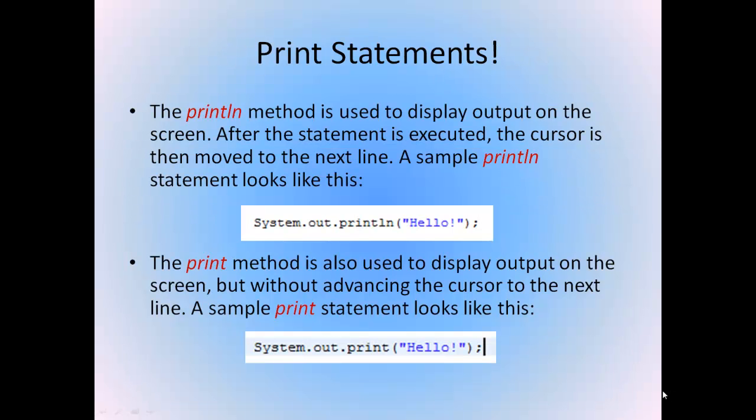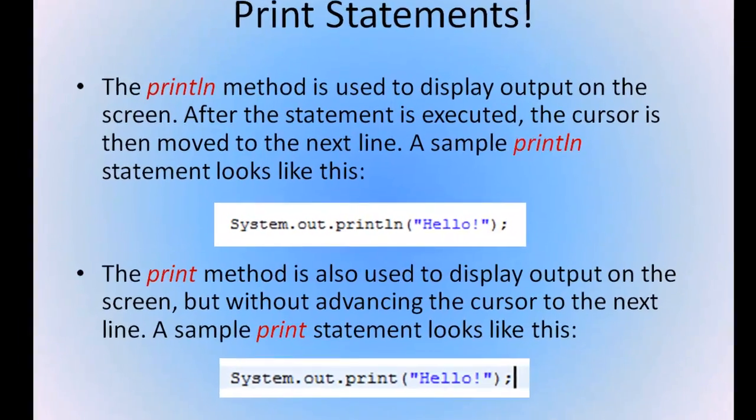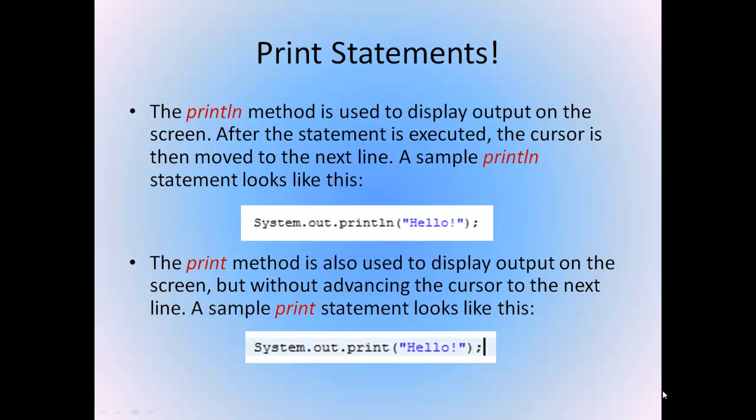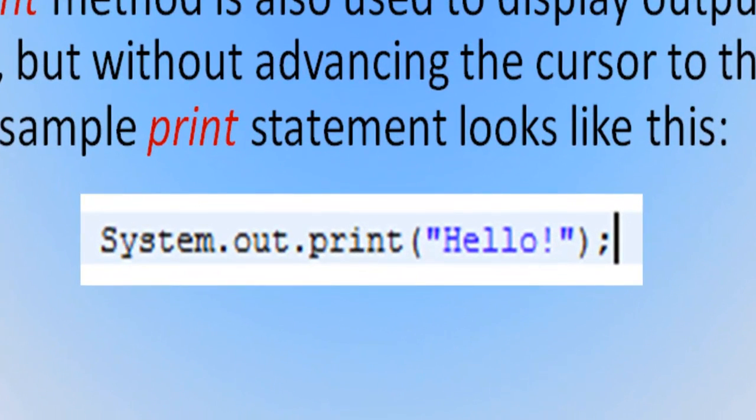Alright, time to move on to print statements. The println method is used to display output on the screen. After the statement is executed, the cursor is then moved to the next line. A sample println statement looks like this. The print method is also used to display output to the screen, but without advancing the cursor to the next line. The code below demonstrates a sample print statement.